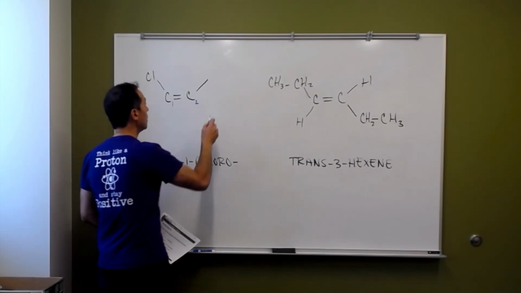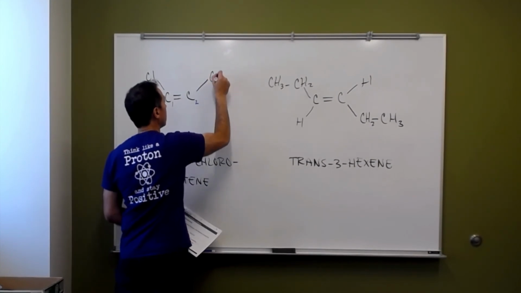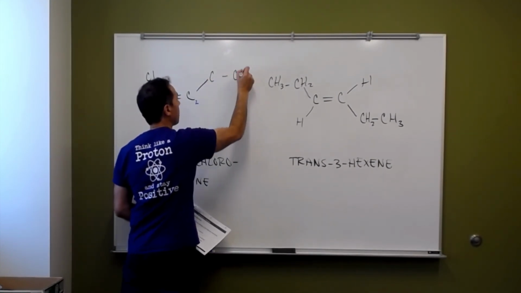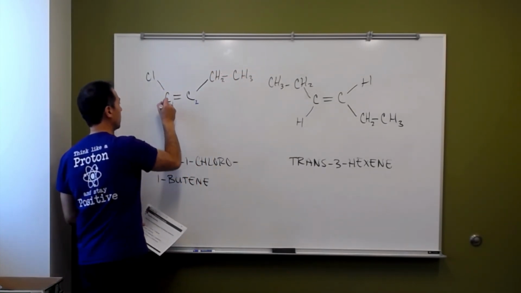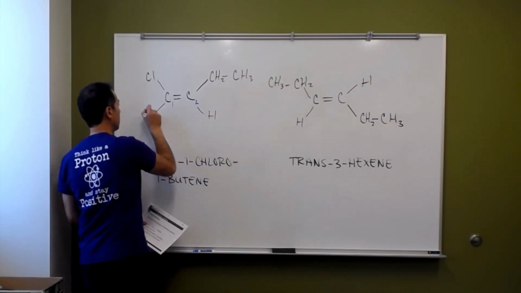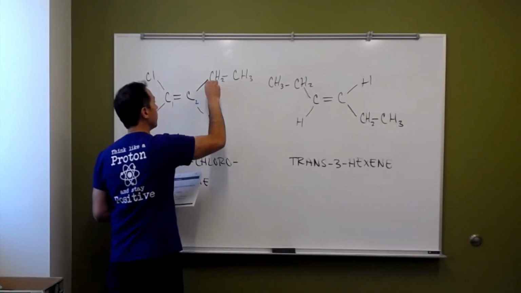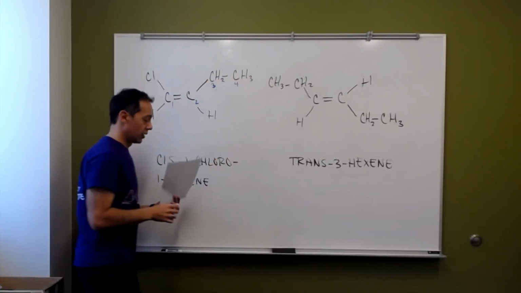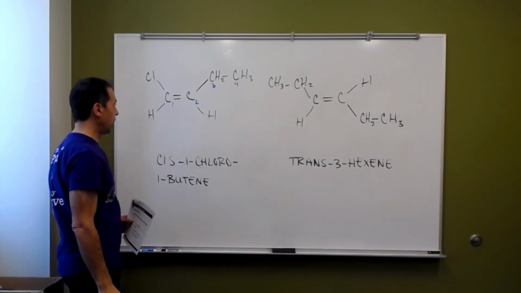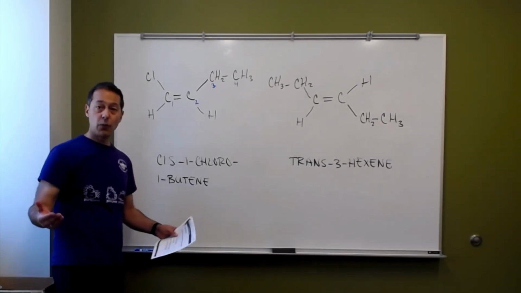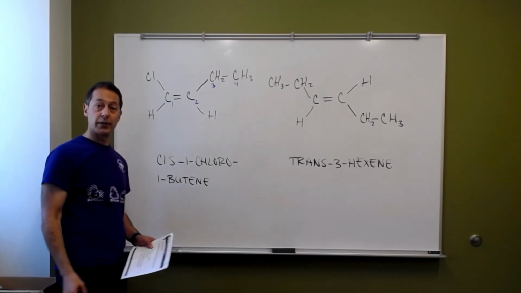I need 4 carbon atoms, 1, 2, 3, 4. And I can throw in the rest of my hydrogens like this. So 1, 2, 3, 4, like that. There's some good practice there. I hope you did well on that. Very good. Cis and trans. Bye-bye.